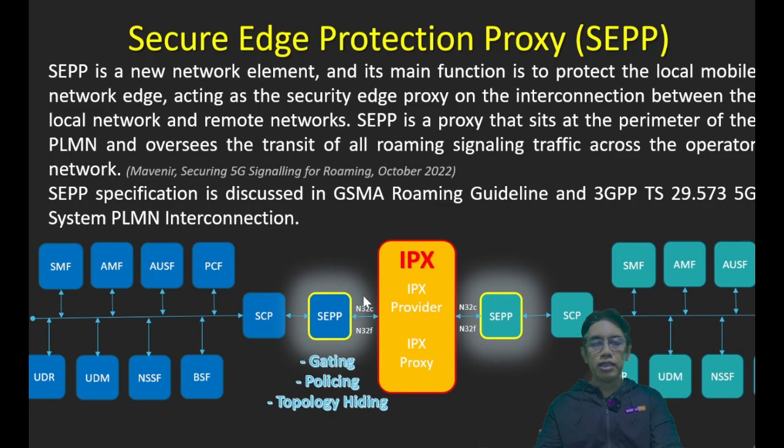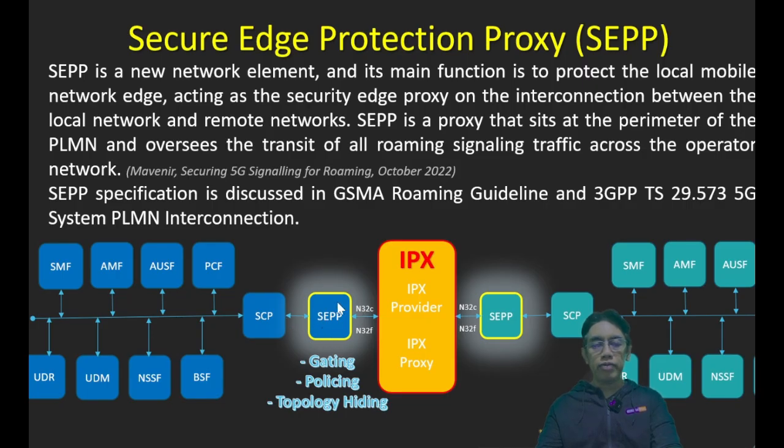It has the main functions of gating, policing, and topology hiding. Gating means that it will ensure that only the correct message is exchanged between mobile network operators. And the second one is policing, which will ensure that no malicious network messages will enter the mobile network. And also topology hiding, which will ensure that no sensitive information is exchanged between mobile network operators.